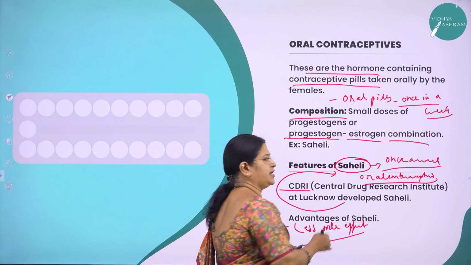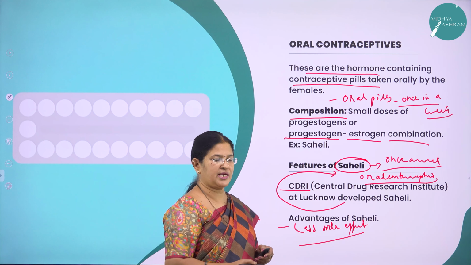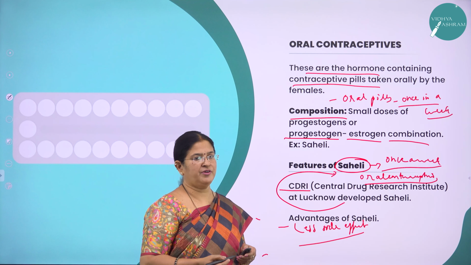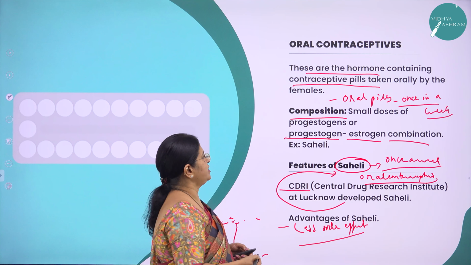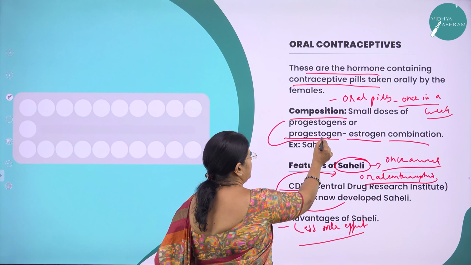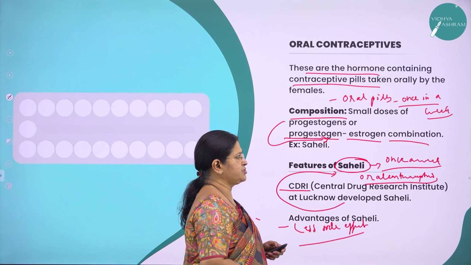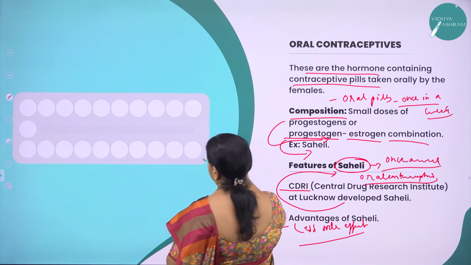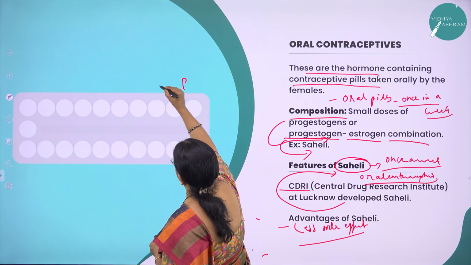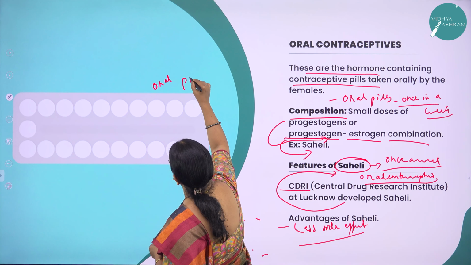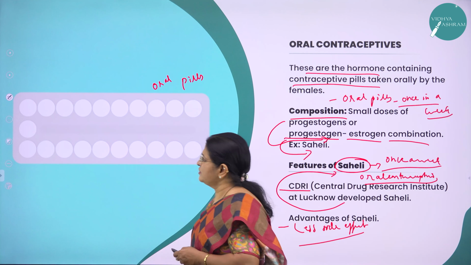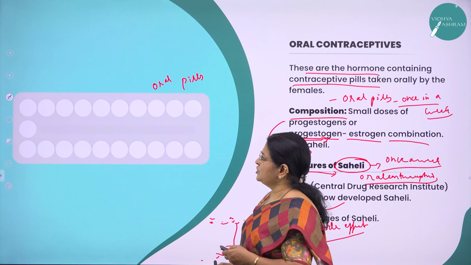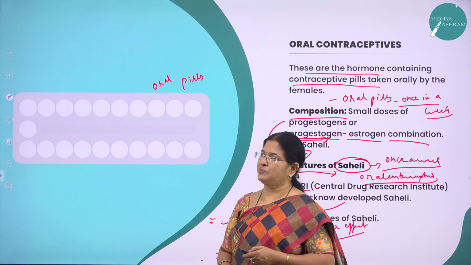And definitely the use of this oral pill called Saheli will prevent conception, avoid fertilization, or avoid unwanted pregnancy. So, what is it? It is a composition of the hormones, a combination of progestogen and estrogen, and one such example is Saheli. Here you can see the pills. They are nothing but called oral pills, right. Hope you have understood all the concepts I have explained in today's session about the contraceptive methods.